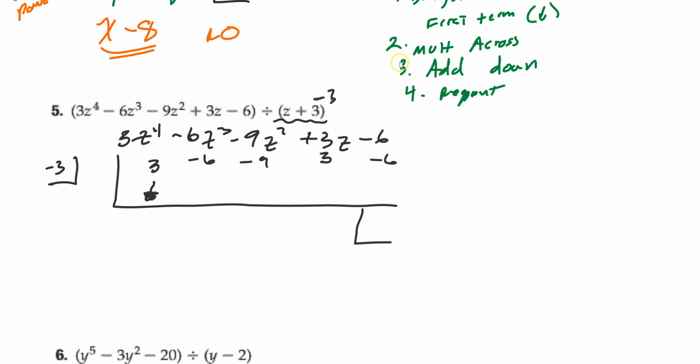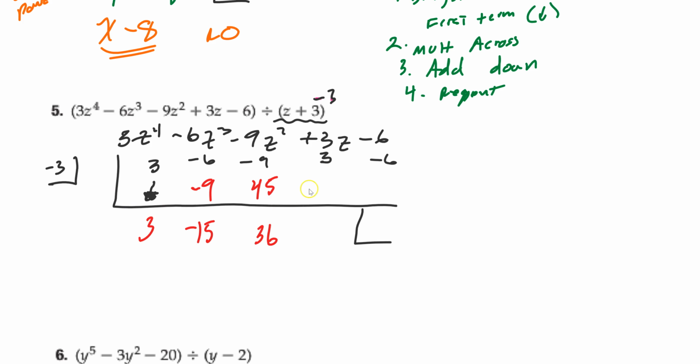So, steps, right? Bring down the first one. So we're going to bring down that 3. That's why the arrow's there. Then we're going to multiply across. So 3 times negative 3 is negative 9. We're going to add down: negative 15. Multiply across: 45. This is getting ugly. Add down: 36. Multiply across: negative 108.